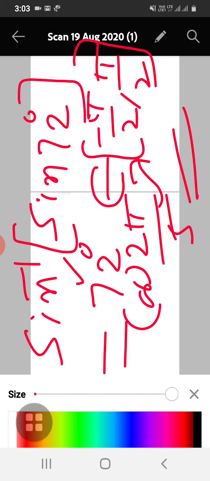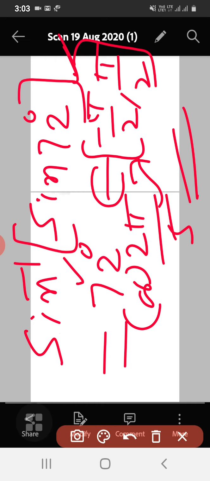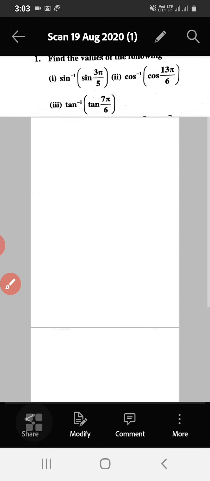So this is the solution for the first problem, sine inverse of sine 3 pi by 5. First we have to check whether it belongs to our interval or not. If it does not belong to our interval, then we have to reduce it so that it belongs to our interval. Let us take up the second one. What is the second problem here?